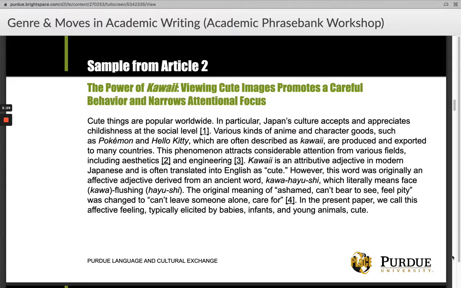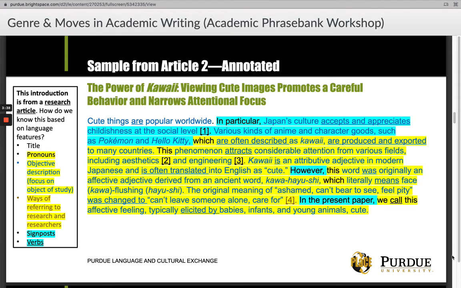If we compare that to an academic article, so this is the introduction from an academic article. Again, we could look at the title. The title's much longer, it's more formal, it provides a lot of information, it's not very entertaining. The pronouns are different. There are no second person pronouns, you. The ways that the writers in this refer to research are more formal and more standard. There's particular types of signposting language, so phrases like in particular, however, in the present paper. These are moves or functional language that signal to the reader how to move logically through this discussion.